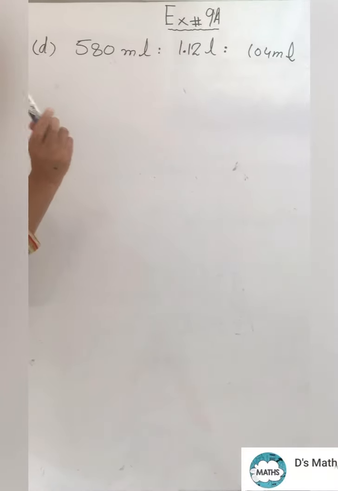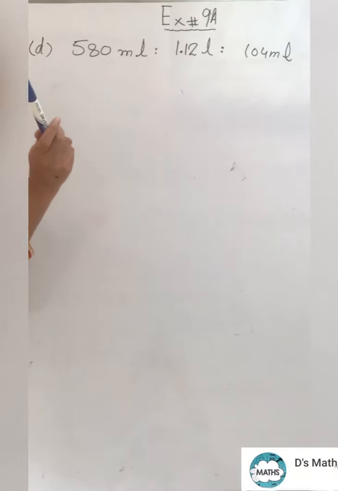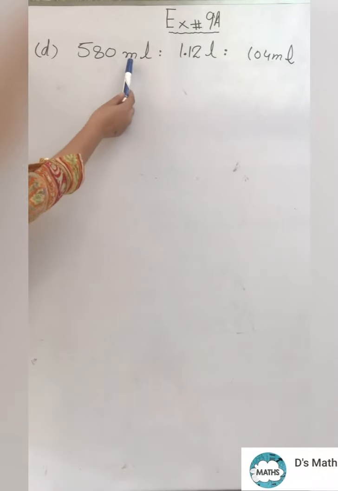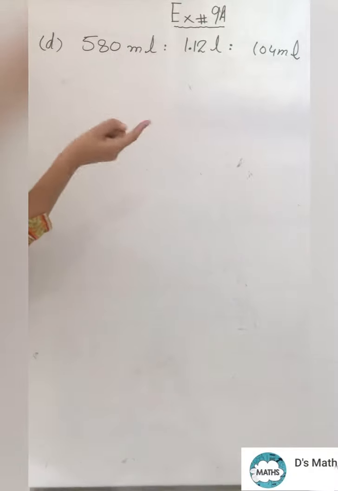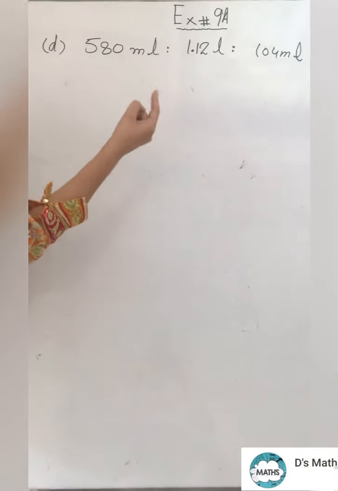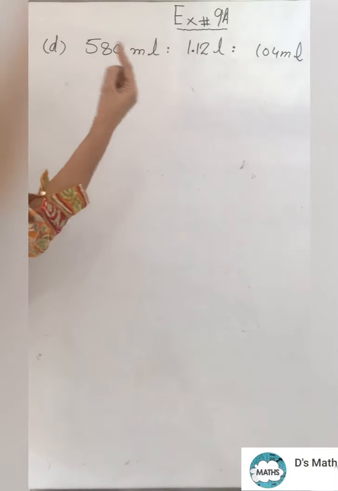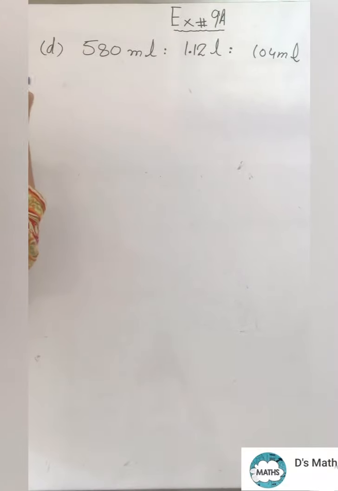If we focus on the first point, a ratio is always of the same quantity. So here we have milliliters, here liters, and here millimeters. Your choice is either to convert milliliters into liters or liters into milliliters. Our preference would be to convert the bigger unit into the smaller unit.